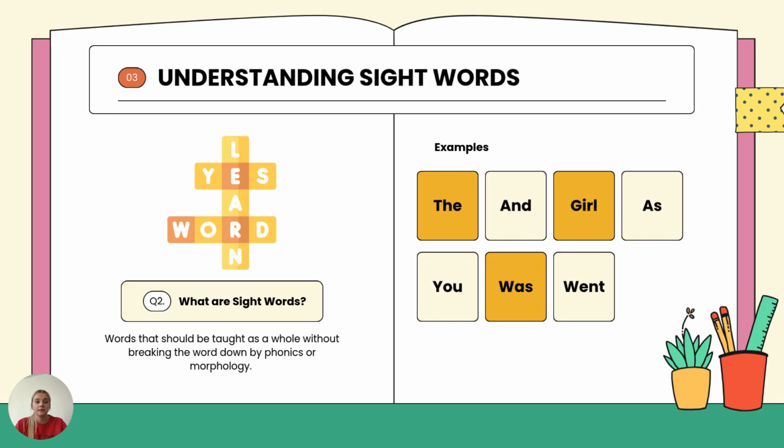Nicely done. And some sight words. So what are sight words? They are words that should be taught as a whole without breaking the word down by phonics or morphology. So sight words are just words that we are taught and we learn. And instead of saying apple, we just say the, or and, or girl, as, you, was, went. Now, can you read each of those for me?